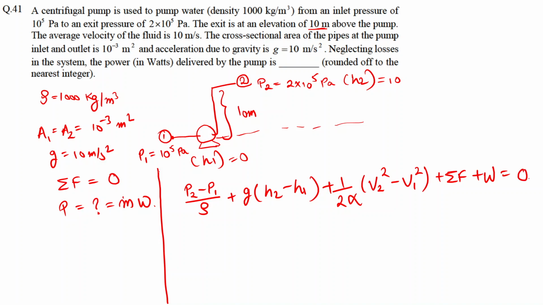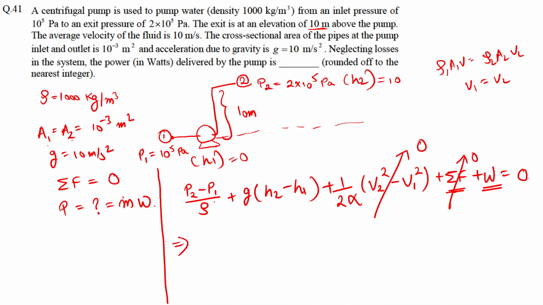Now over here, we have been straight away given that we have to neglect the losses, so this term will be 0. Now since the area is same, from the continuity equation, rho 1 A1 V1 is equal to rho 2 A2 V2, we can say that V1 will be equal to V2. That implies this term will also be equal to 0. Now we have been left with these other 3 terms, using which we can calculate the work required to transport the water from 1 to 2.